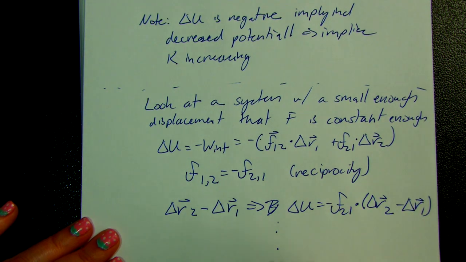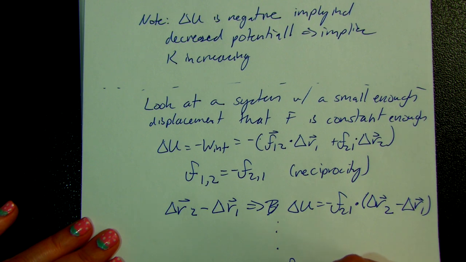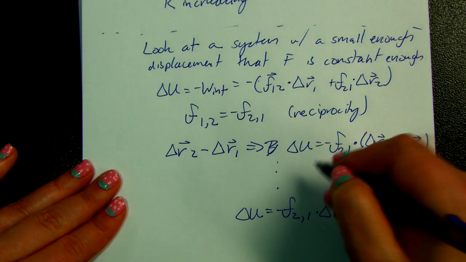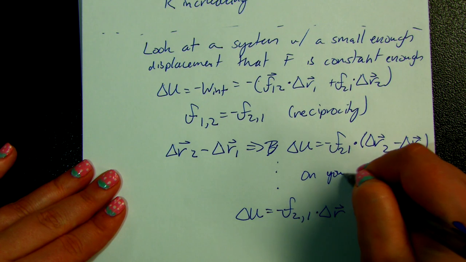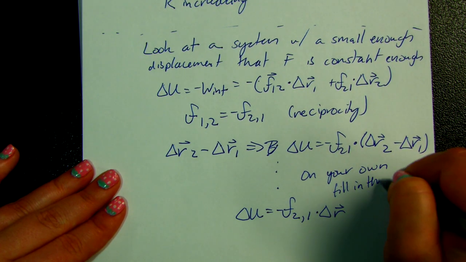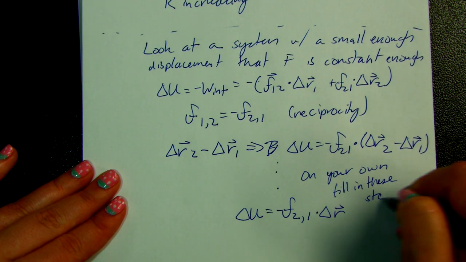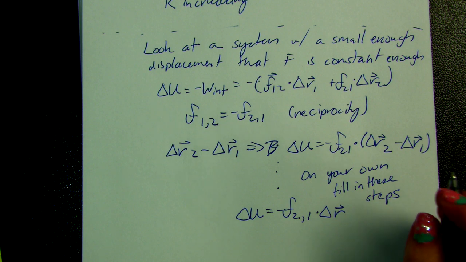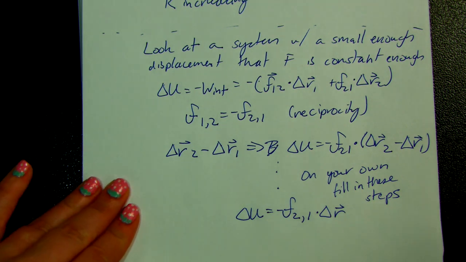And this leads you to the result: delta U is equal to minus F21 dotted with, oh goodness, I should show you the result, delta R. All right, so on your own, fill in these steps. We're still going to have on your own components for notes.